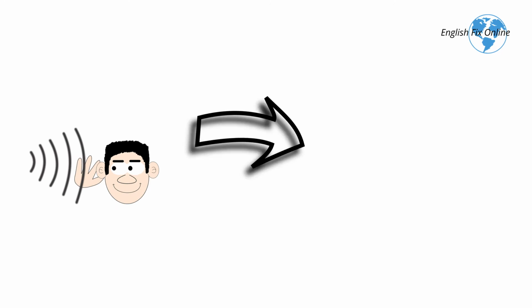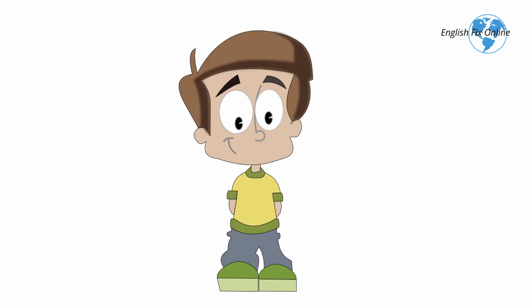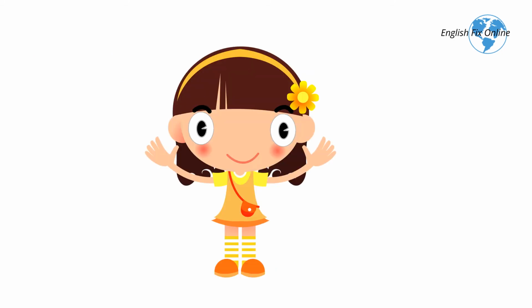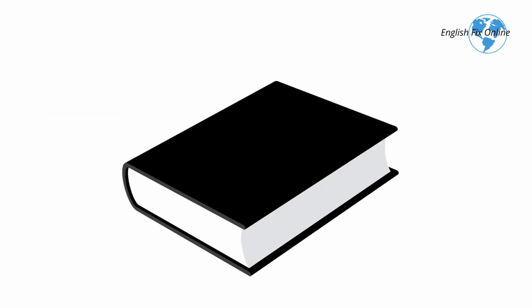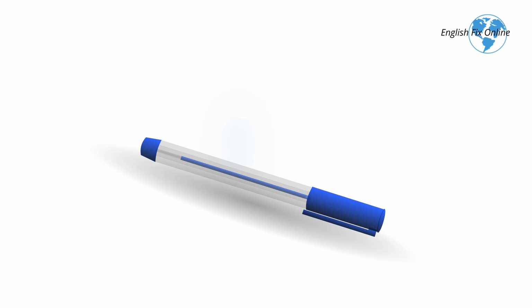Listen, then repeat. Boy, a boy. It's a boy. Girl, a girl. It's a girl. Book, a book. It's a book. Pen, a pen. It's a pen.